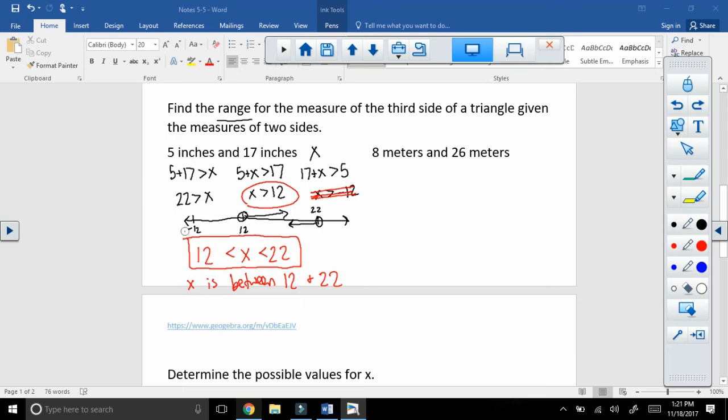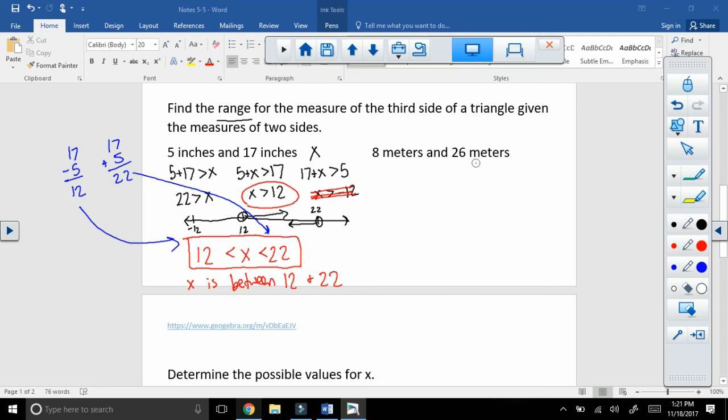So I wanted to talk you through this because it'll be important for the next one. But essentially, you're just saying, okay, 17 minus 5 is 12. That's your lower end. And then 17 plus 5 is 22, and that is your upper end for this. So the rest of these you can do pretty quick.